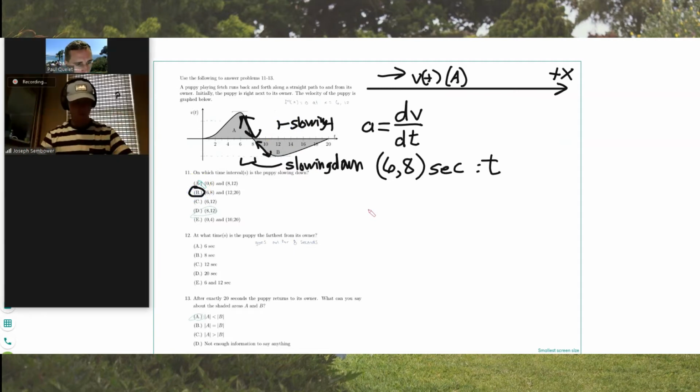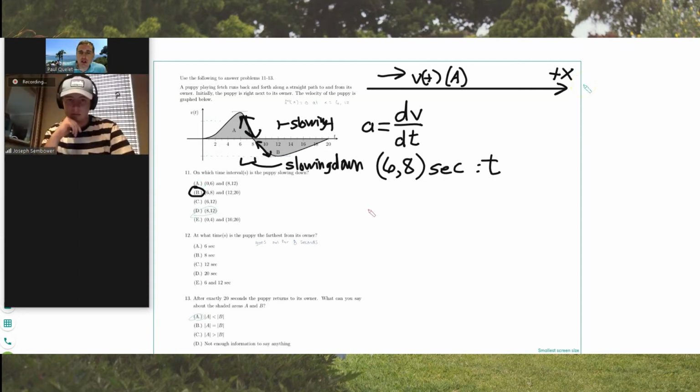Let's have a look at the next question. At what time or times is the puppy farthest from its owner? When the puppy is farthest from its owner, what would that actually look like on an x-axis? What's the largest position that the puppy is away from the owner? So in other words, what's the largest magnitude x value that the puppy achieves moving away from the owner?